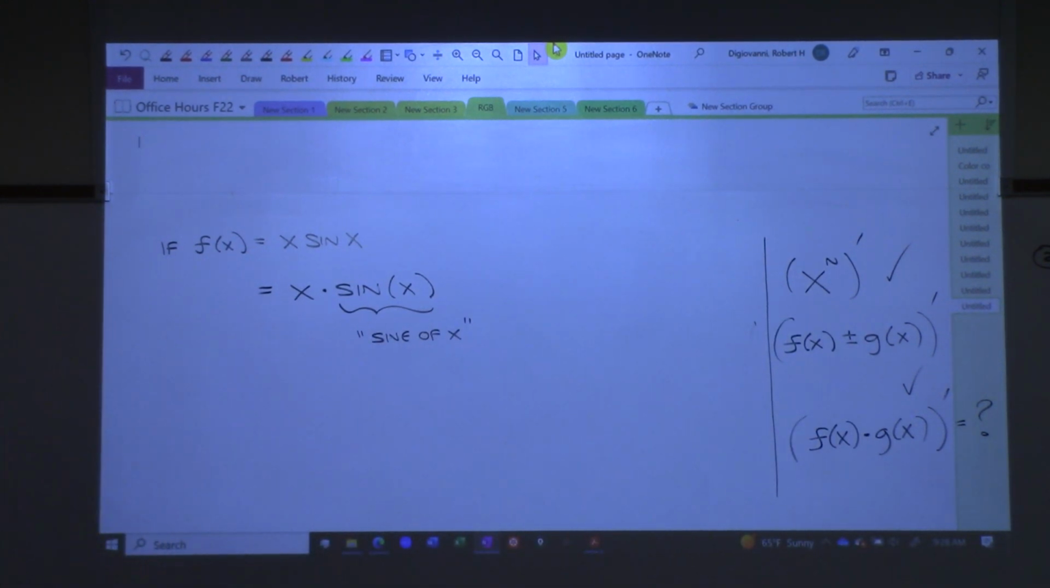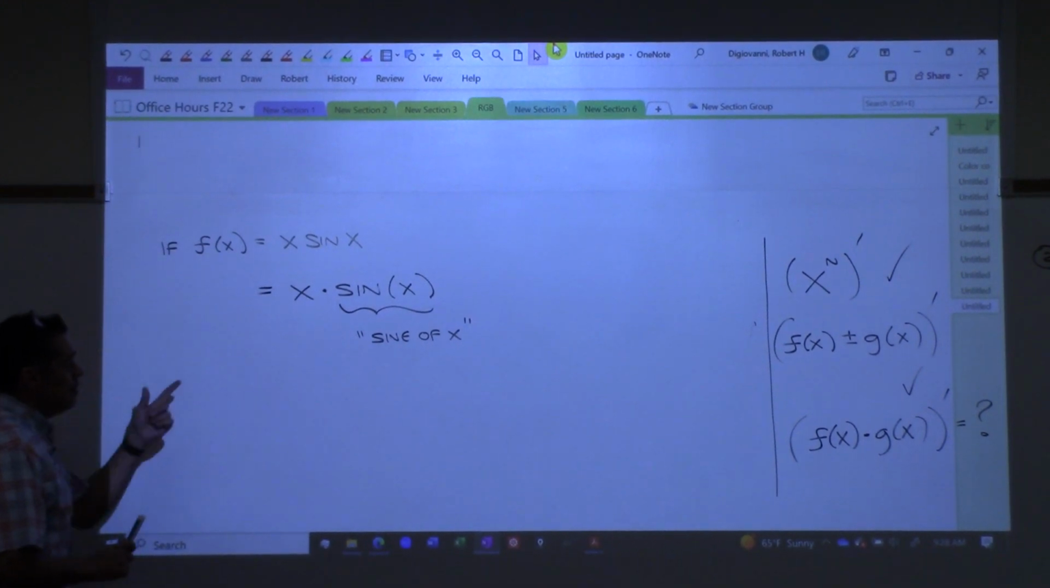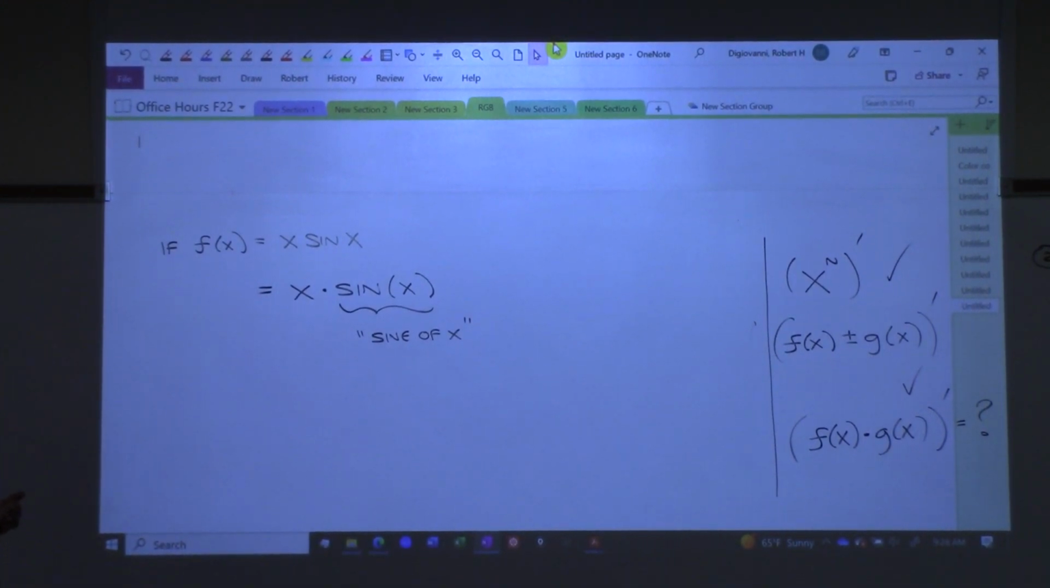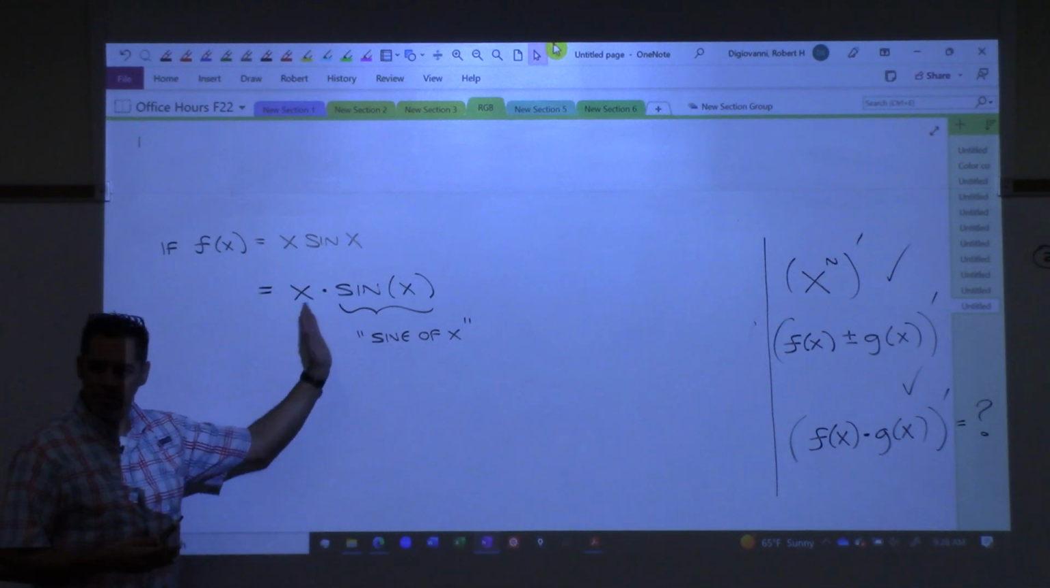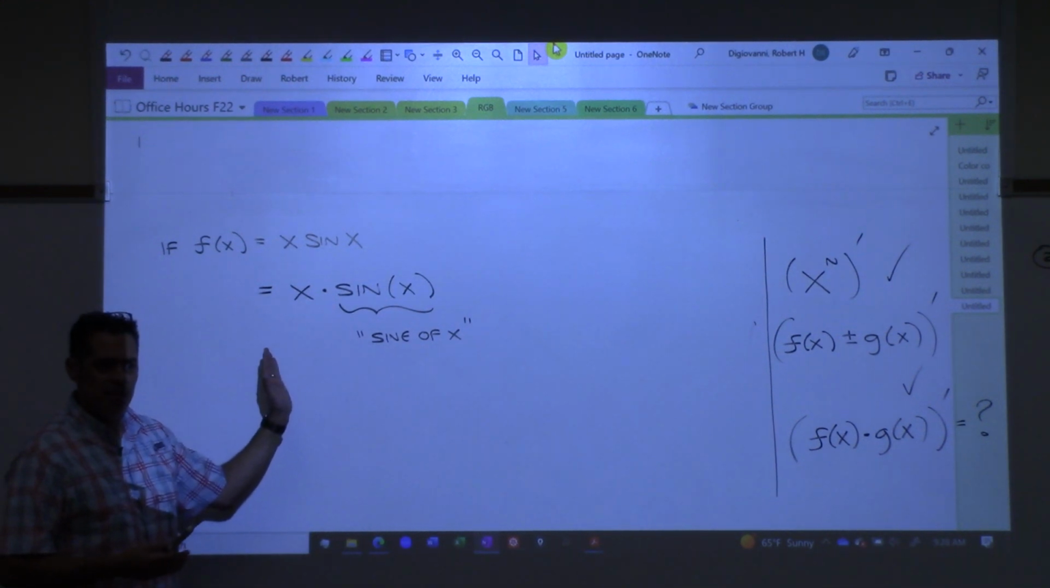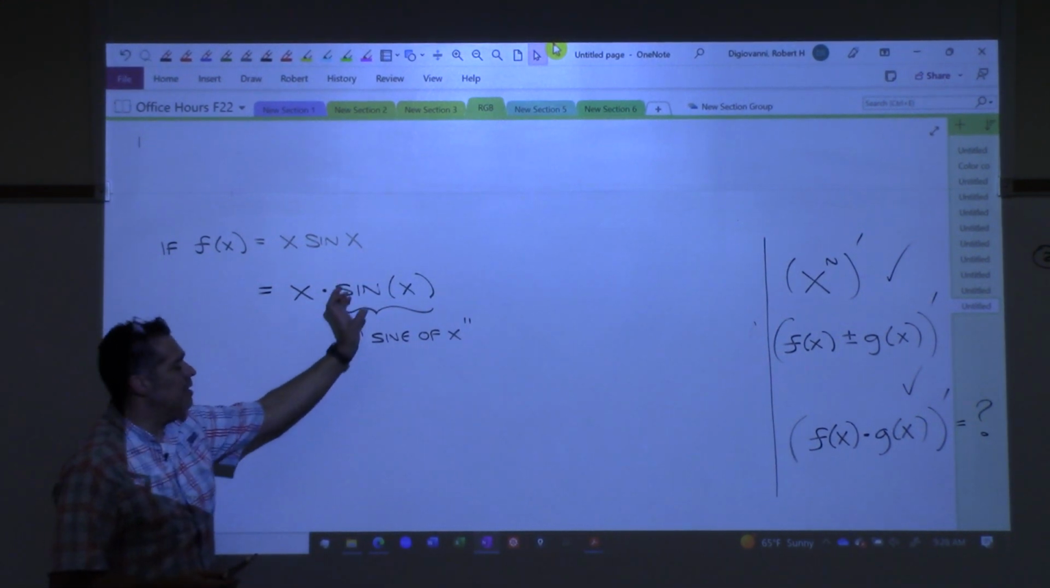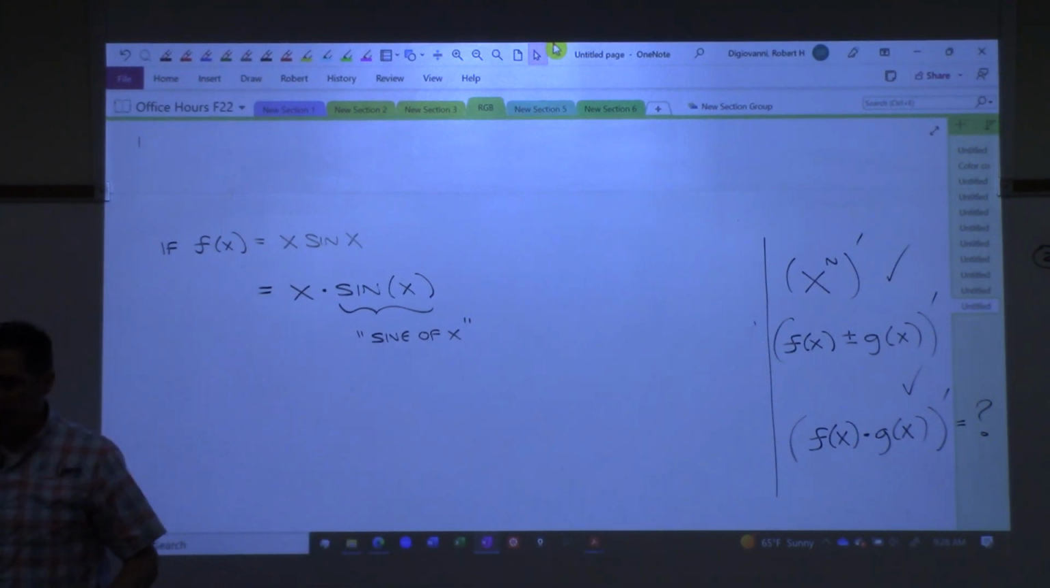We don't know. So I told you at the end of class last time, it might have been this example, that it would be really nice if the rule was that you just take the derivative of each one, right? Wouldn't that be nice? If that were the case, just take the derivative of x, take the derivative of sine, and you would be done, right? But that's not the way it is, all right?